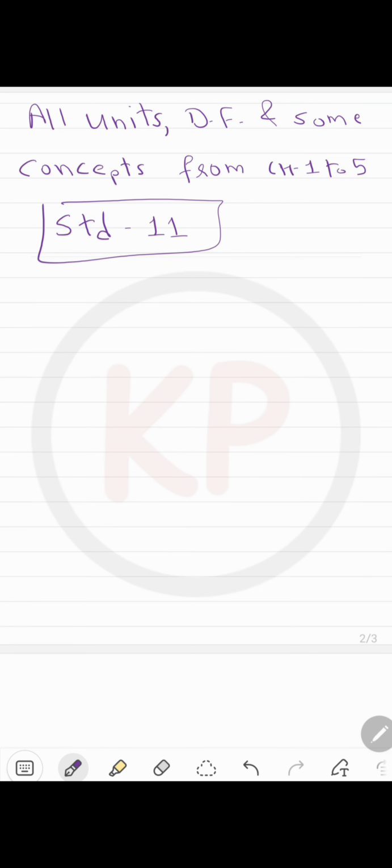Today we are going to discuss units, dimensional formula, and some concepts of chapters 1 to 5 of 11th standard. We'll be discussing some basic concepts and units and dimensions of chapters 1 to 5 of standard 11. It will help you to revise your concepts for the 11th standard exam and JEE NEET as well. So let's start. So first one, mass.